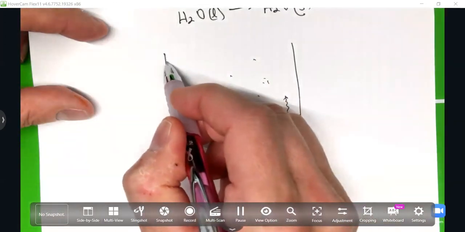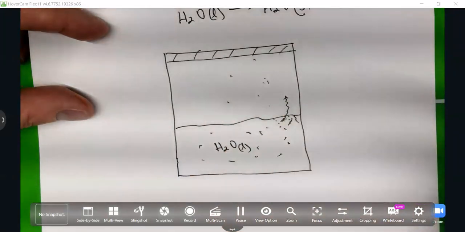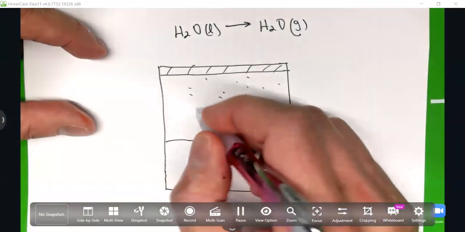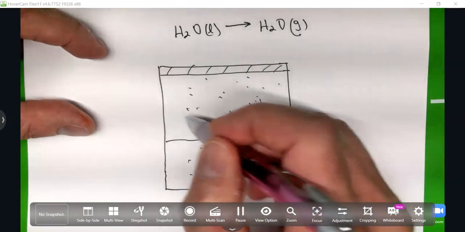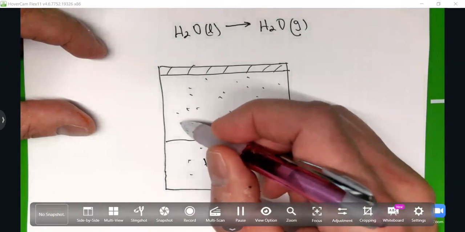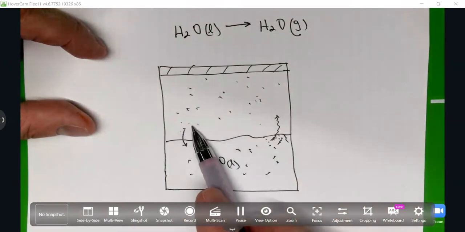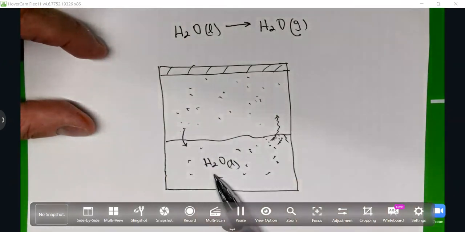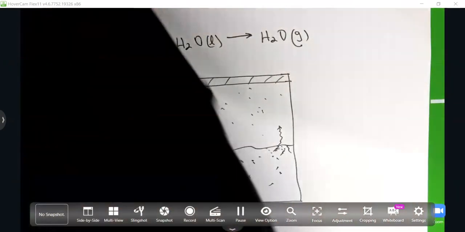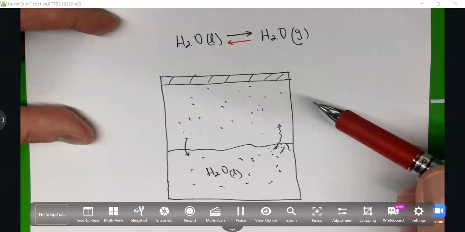What if you do this? Seal that sucker up. Within a short amount of time, you're going to get more and more H2O gas built up here. But at the same time, you're going to have some that are moving towards this, get bumped from the sides, whatever. And some of them are going to go from H2O gas back into the liquid. Makes sense, doesn't it? They're going to crash into the liquid surface and be trapped.